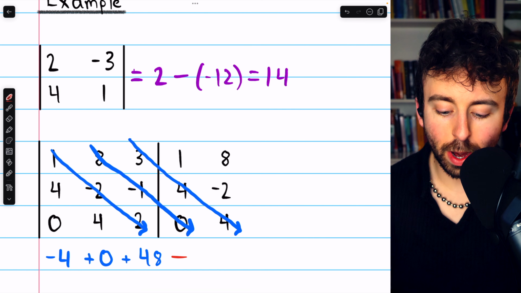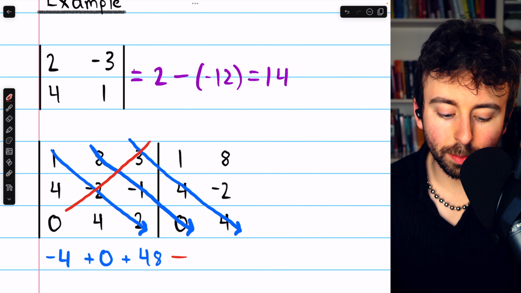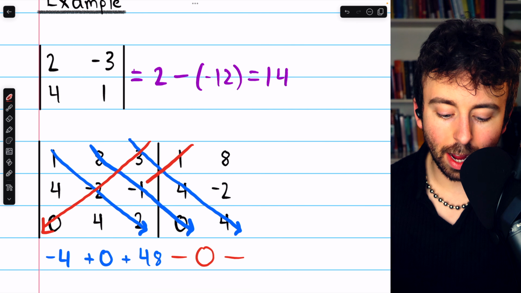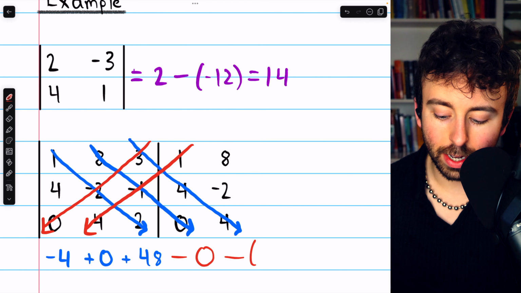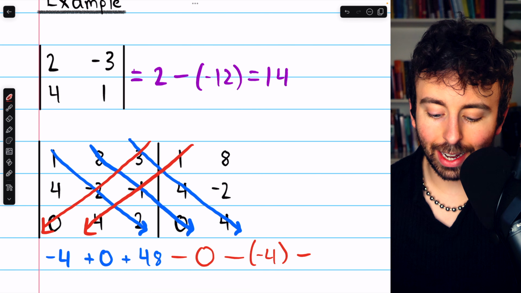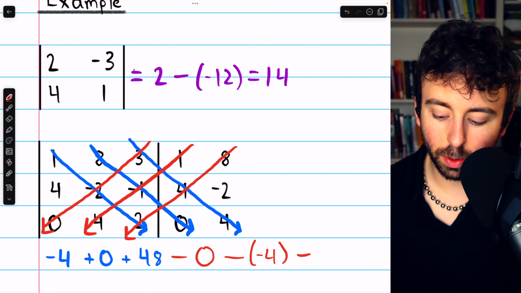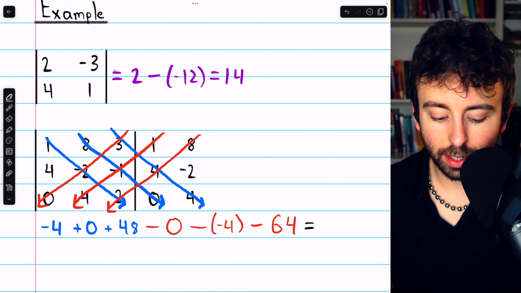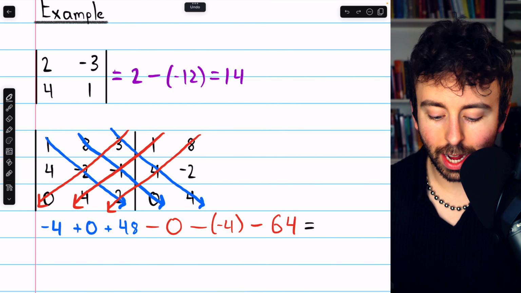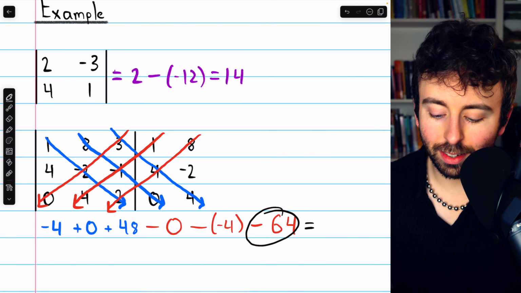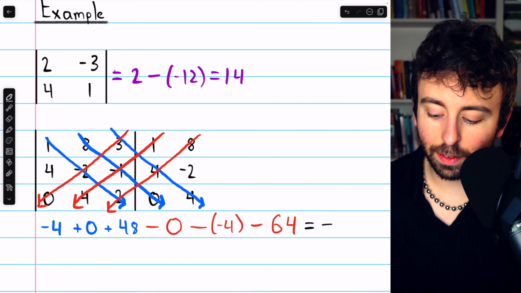Now we have to start subtracting, going the other way. 3 times negative 2 times 0, that's 0. Then subtract 1 times negative 1 times 4, so negative 4. There's two negatives here, that's fine. Then subtract 8 times 4 times 2. That's 64. Run the numbers. This 3 by 3 determinant is negative 4 plus 48. Okay, that's 44. Plus 4, that's 48. Minus 64, that's negative 16.